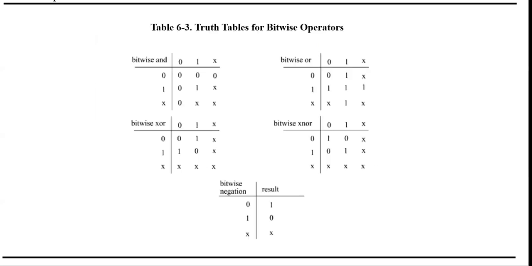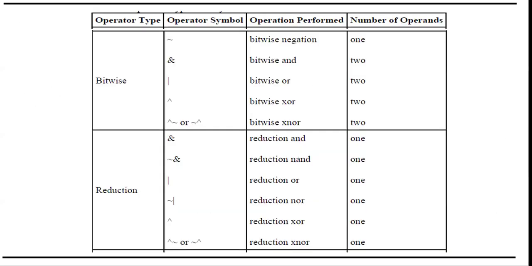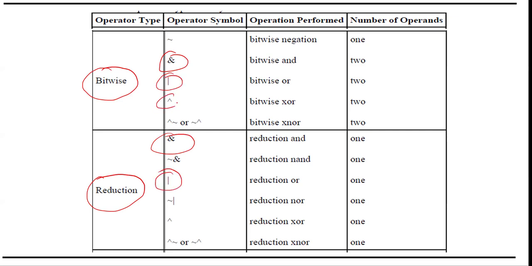Okay, now we are coming to bitwise and reduction. See, here one thing is very important. Most of the beginners will have this doubt. Even I was having. They seem to be the same. Here we have this AND, and here also we have this AND. Here we have this vertical bar, here also we have the vertical bar. Here we have this XOR, here also we have this XOR, here we have this XOR operator.